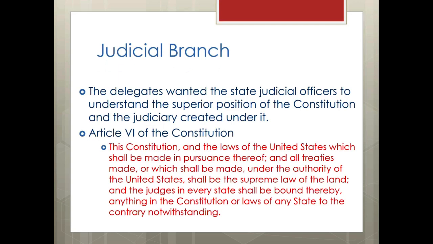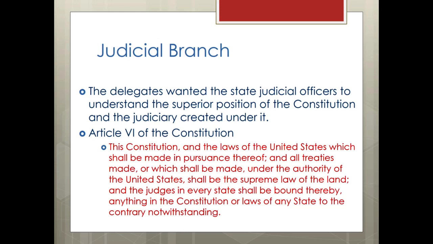The one thing the delegates did want to make clear to state judicial officers, because recall that the states had their own judicial branches, was the superior position of the Constitution and the judiciary created under it. So Article 6 of the Constitution pretty much provides that the Constitution and the laws of the United States made thereunder, and all treaties made, or which shall be made, under the authority of the United States, shall be the supreme law of the land.